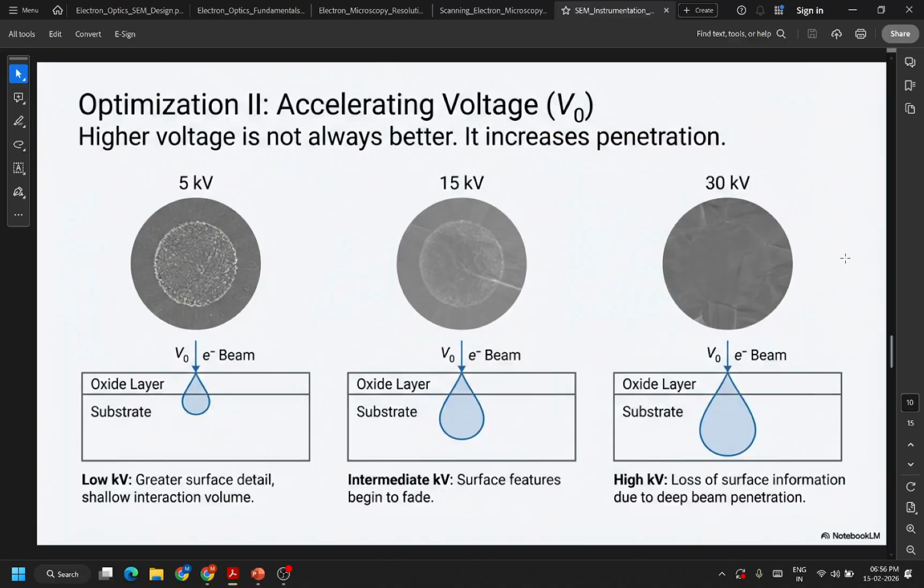Next would be your accelerating voltage. So higher voltage is not always better because it increases penetration. So this is your penetration depth. If you increase your voltage, your penetration depth will increase. And if you want to get surface level information, you will not be able to get that with higher accelerating voltage.